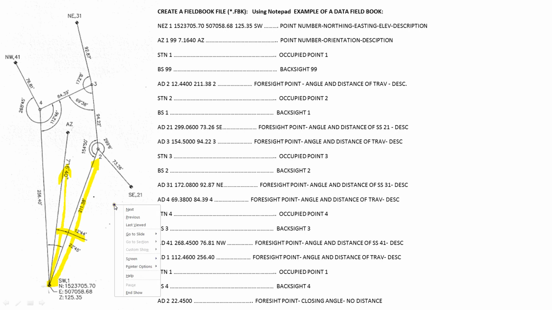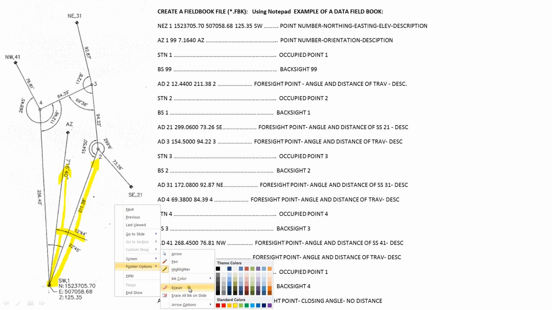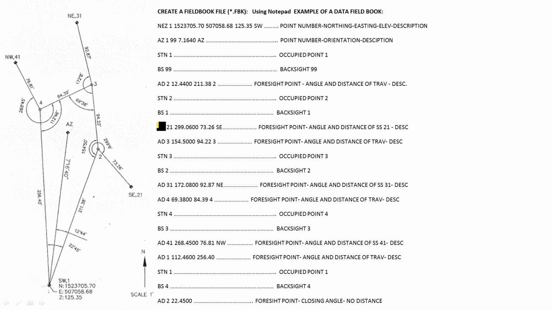Okay? So the next line of code, I'm going to clear this out. The next line of code says, I am sitting at station 2. Now I'm at 2. I backsight 1. So I'm looking back this direction. And the next line says, I am turning a horizontal angle foresighting station 21 or point 21. So that means I'm looking at this angle right here and this distance. So now AD tells me I'm turning a horizontal angle, and I'm looking at station 21.